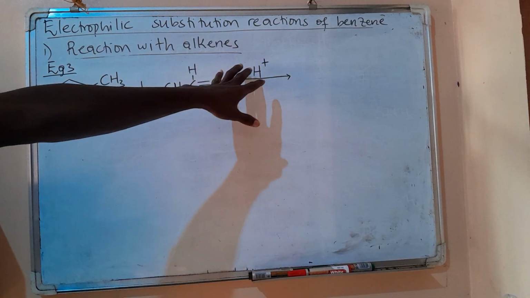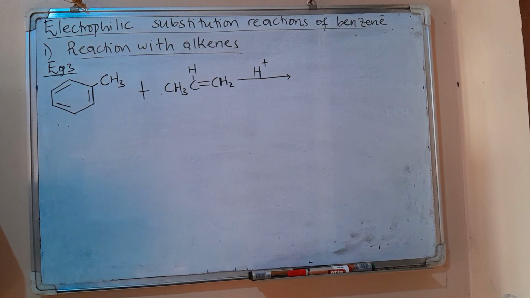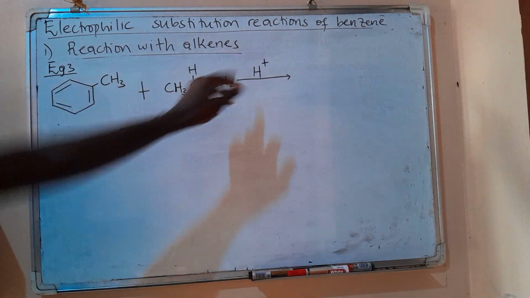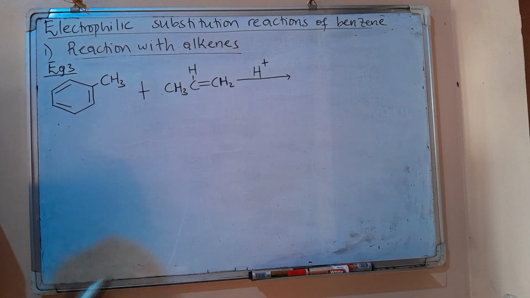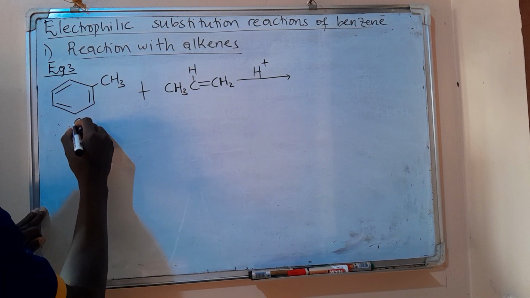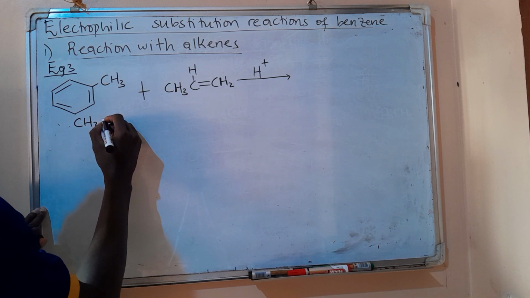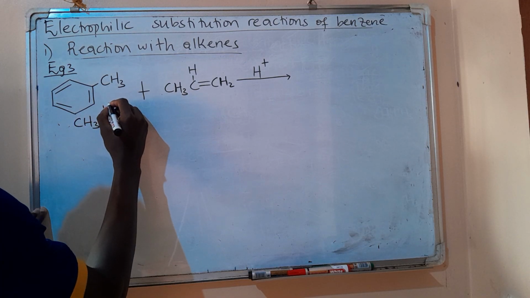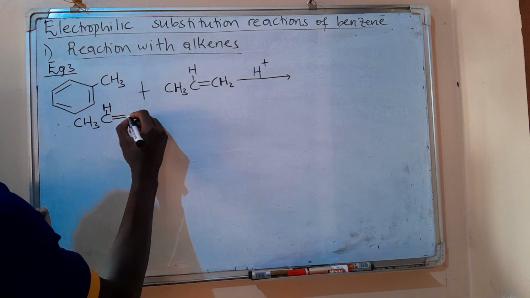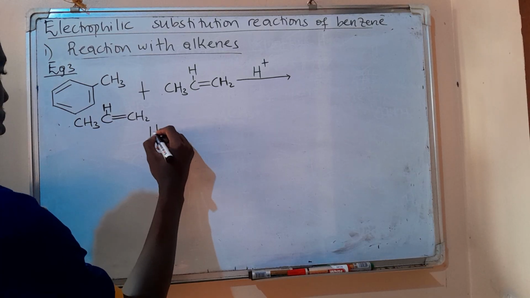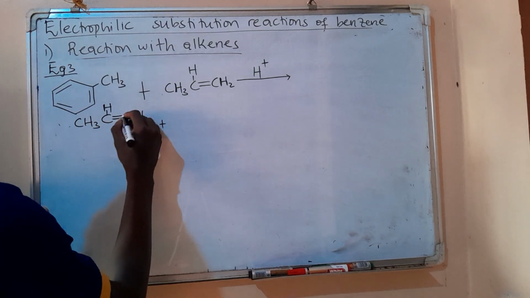So in this case, we are given the proton directly. For the first 3 examples, we have been having the acids. So here, since we have the proton, we shall go directly. We shall have our propene, CH3, CH, double bond, CH2, reacting with our proton.